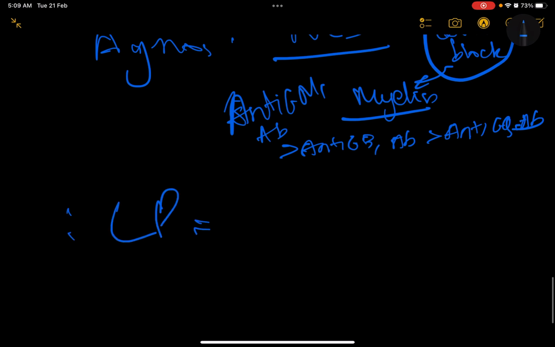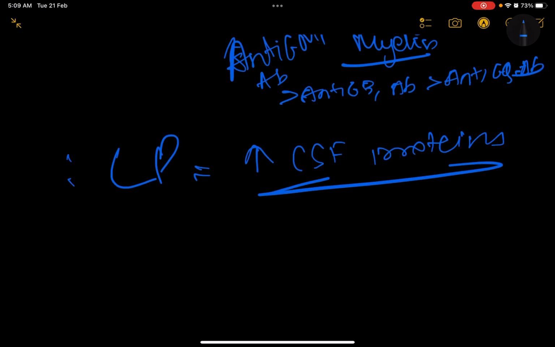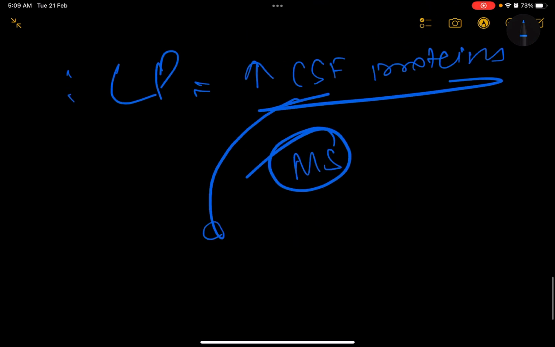Second, I can do an LP, and on LP I'll see increased CSF protein. I'm tired of saying this. Is there any other place where we've seen increased CSF protein? Definitely in multiple sclerosis as well. With increased CSF proteins, are you going to see any leukocytosis? No leukocytosis. Okay.